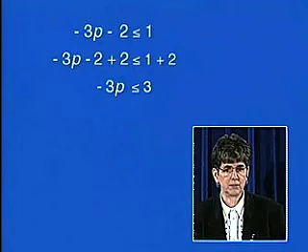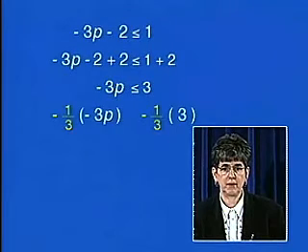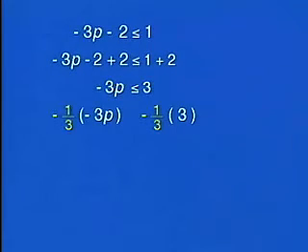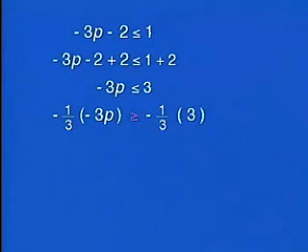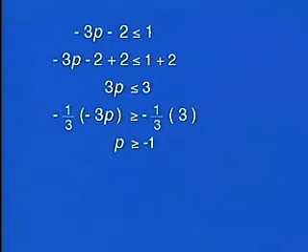Now we'd like to multiply both sides of this inequality by negative 1/3. Now remember, we must change the direction of our inequality sign. It now is a greater than or equal to sign. Simplifying leads to p is greater than or equal to negative 1. The solution, remember, is the set p such that p is greater than or equal to negative 1.